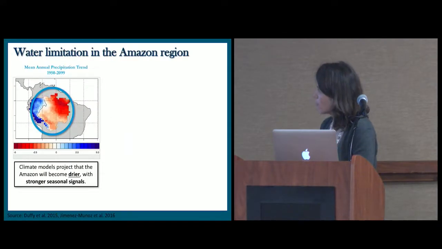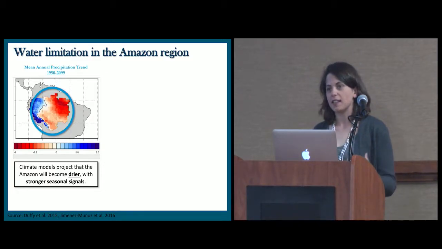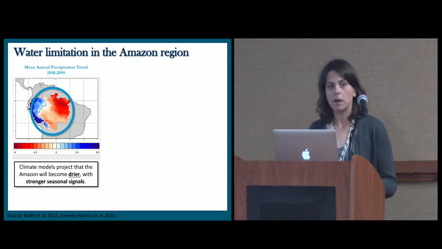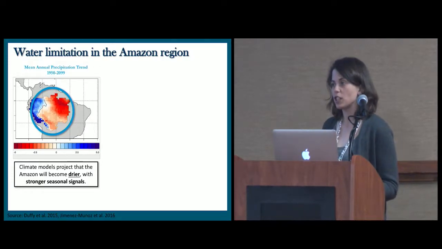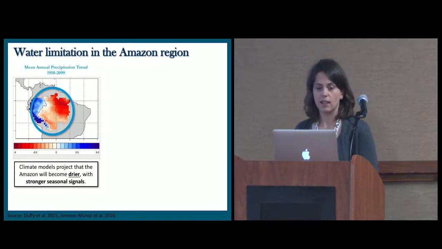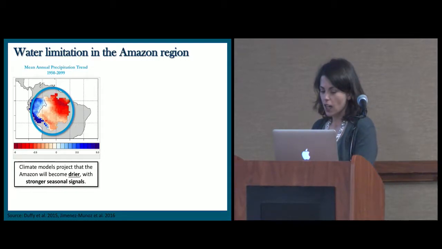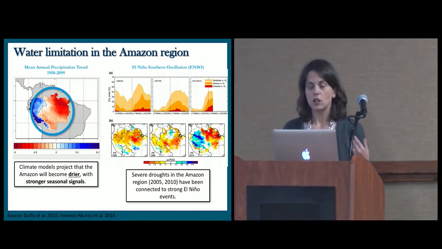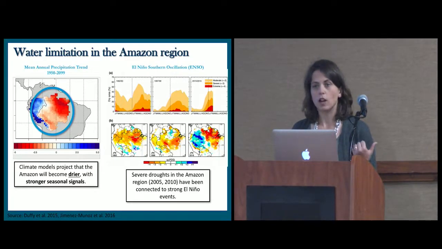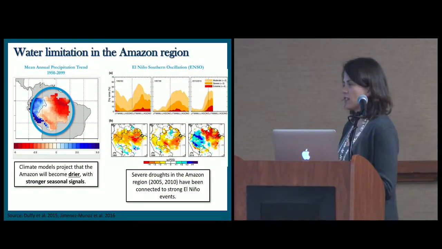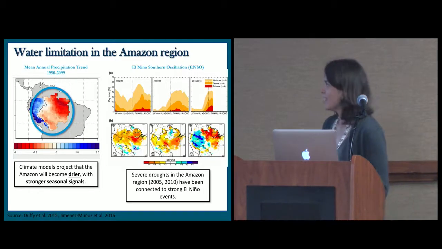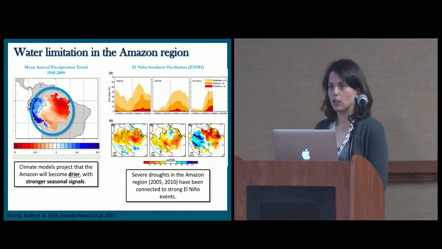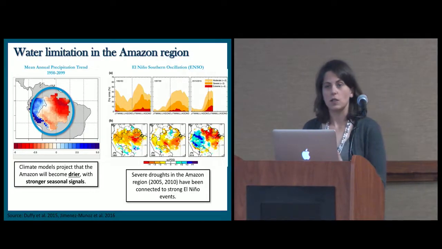So why does this matter for regions like the Amazon? Well, water limitation is actually a big deal. Climate models are projecting that the entire basin region is going to become drier over the next 50 years to 100 years. Couple that, we also have these strong correlations with El Nino events. So it's been shown that strong El Nino events will cause severe dry seasons, more dry seasons in the Amazon region. So we saw this in 2005 and in 2010 with severe droughts, but we also saw it most recently in 2015.